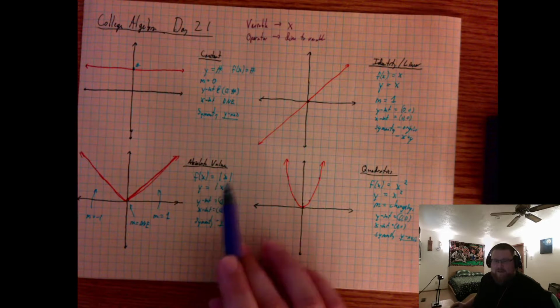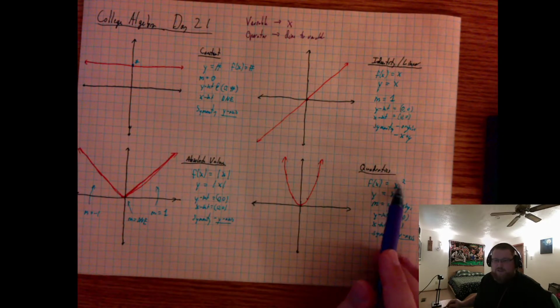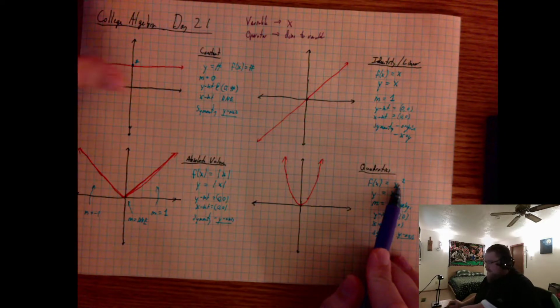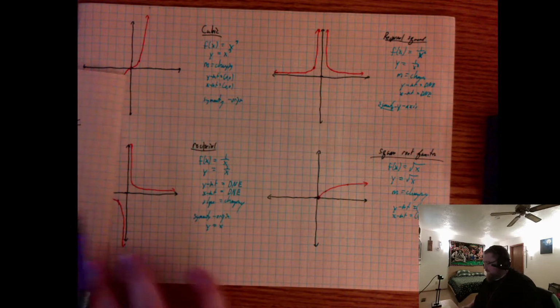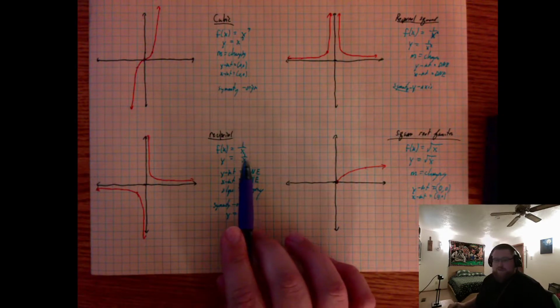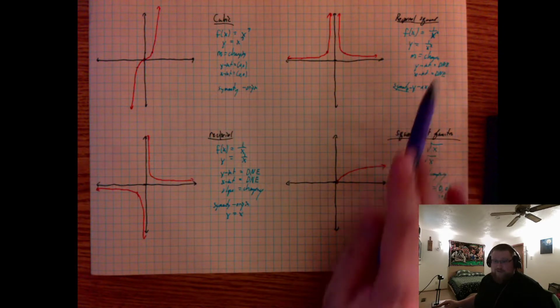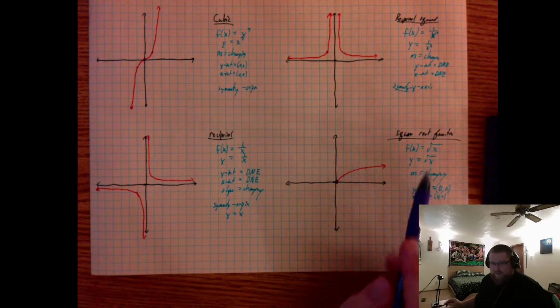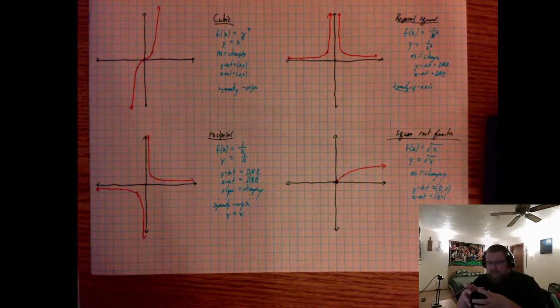For the absolute value, the primary operator is the absolute value. For the quadratic, it's the square. For the cubic, it would be the cube. For the reciprocal, it would be the 1 over. For the reciprocal square, it would be the 1 over x squared. And for the square root, it would be the square root. And so you can see that for each of these, the variable has something that is being done to it.